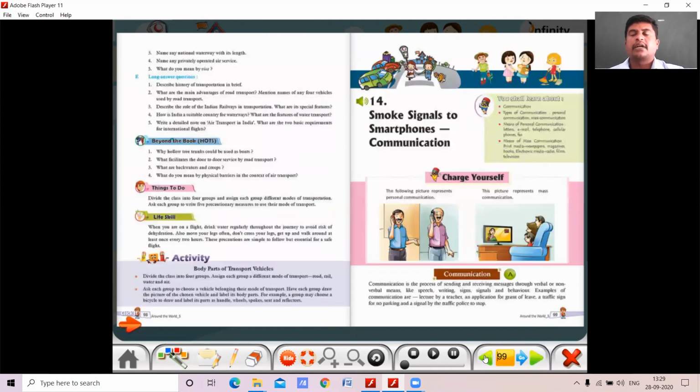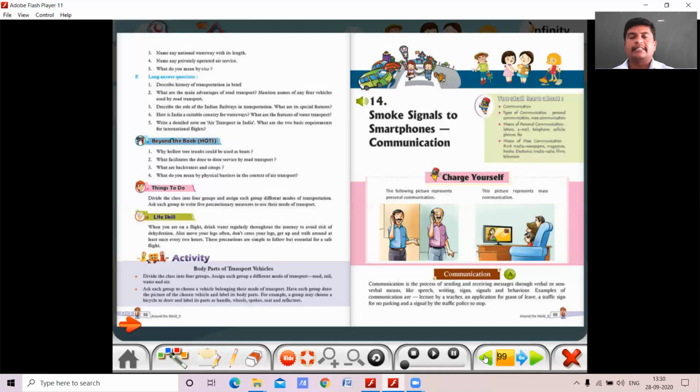Dear students, communication is the process of sending and receiving messages through verbal or non-verbal means. We know how to speak, but there are some people who are called deaf and dumb. How do they speak? They speak through non-verbal means, through signs, S-I-G-N-S. So speech, writing, signs, signals and behaviors are some of the best examples of communication.